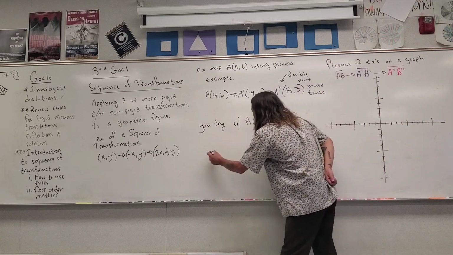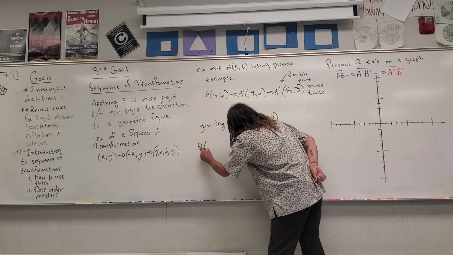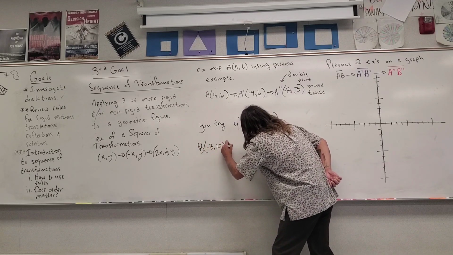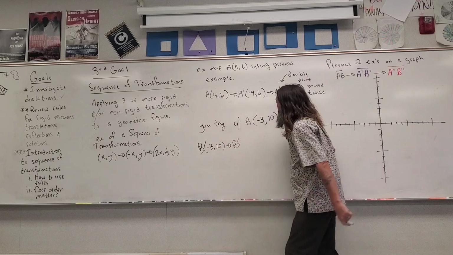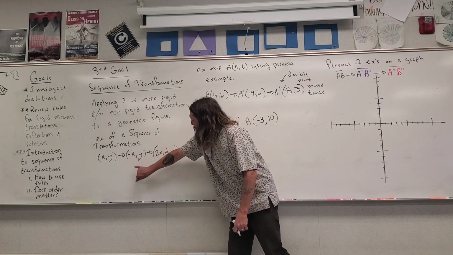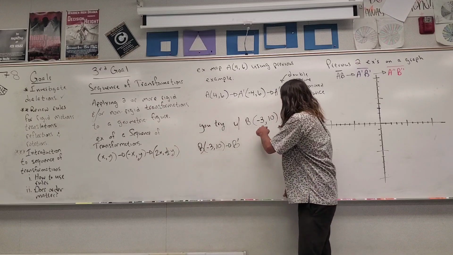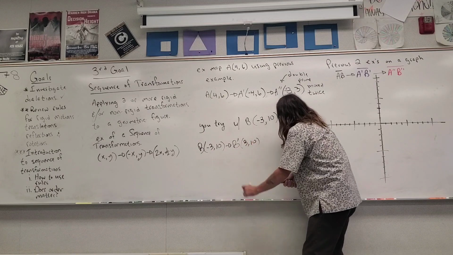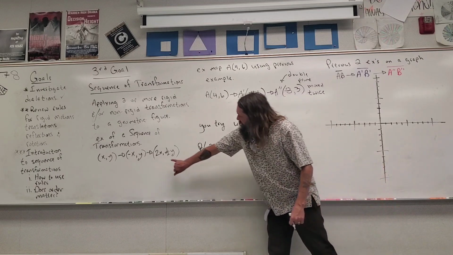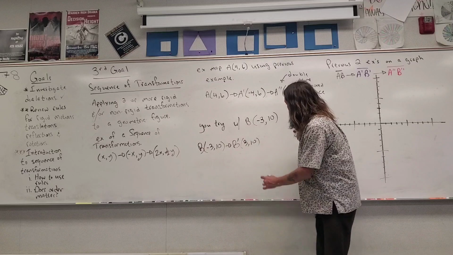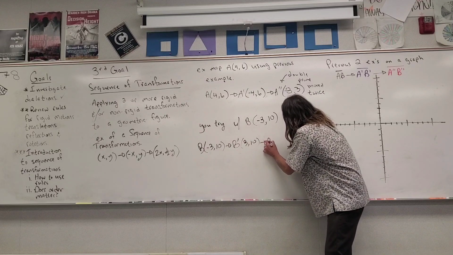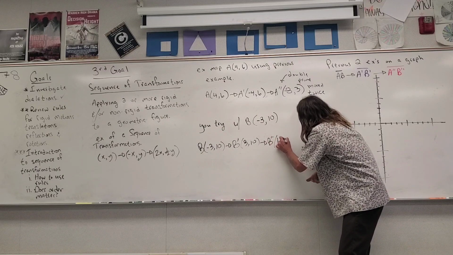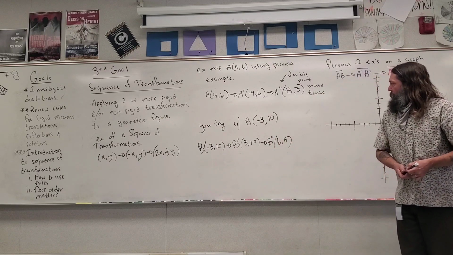All right, so we start with point B, which is (-3, 10). And that maps to B prime by changing the sign of the x value. That's all we have to do. The y value stays the same, so my -3 becomes now a +3, so (3, 10). Now I'm going to double the x value and halve the y value. So B double prime is going to be (6, 5). B double prime is (6, 5).